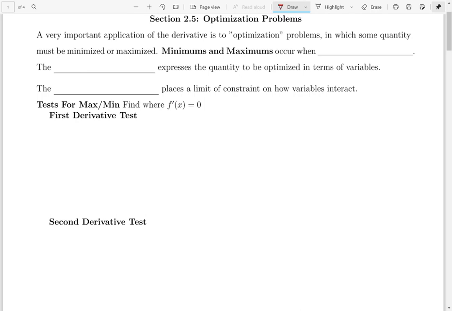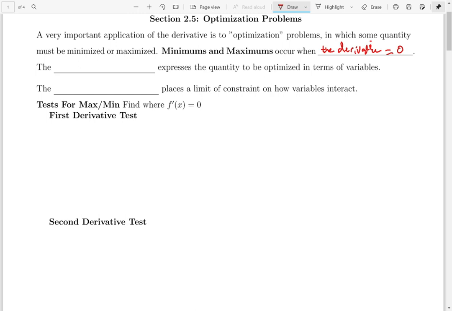Section 2.5, Optimization Problems. The idea here is that if we are trying to work in the real world, usually we want to minimize something or we want to maximize something, and because of that we're going to be able to use the derivative to help us find maximums and minimums. Specifically, recall that maximums and minimums are going to occur when the derivative is 0.